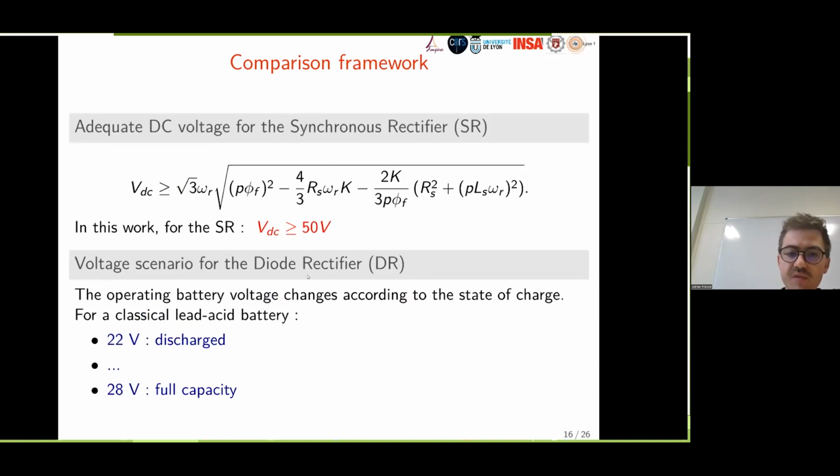And for the diode rectifier, it is known that the impedance matching is sensitive to voltage. So for the experiment we took different DC voltages to simulate the fact that the battery could be discharged or at full capacity. We used simply a fixed DC voltage. We didn't use a complex model for modeling a battery, but that can be something that could be done on that test bench. So we've taken some voltages from 22 volts to 28 volts.